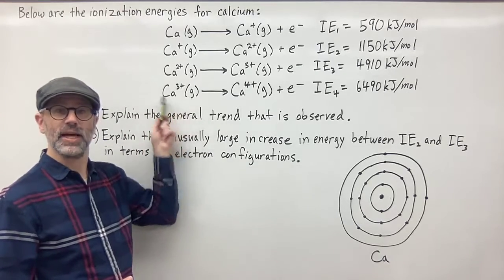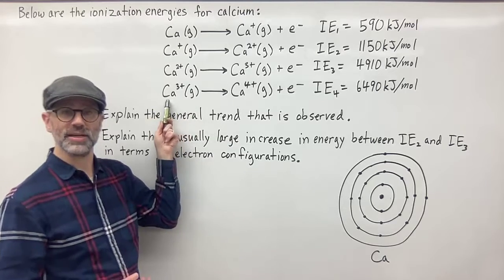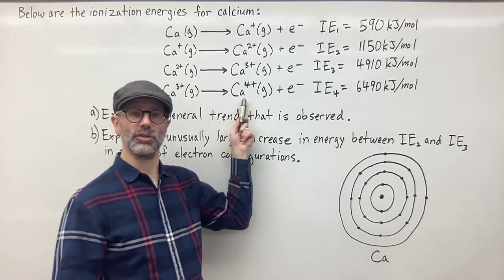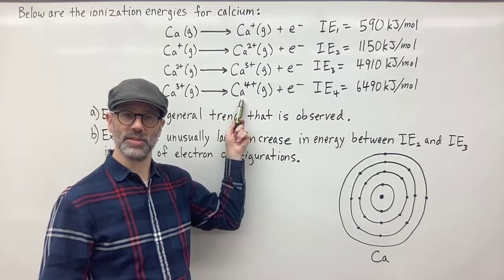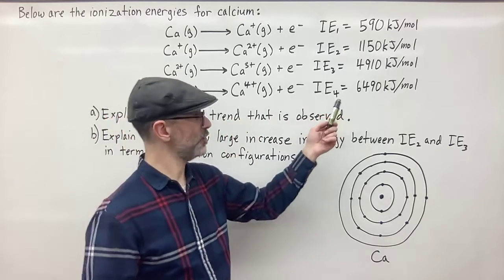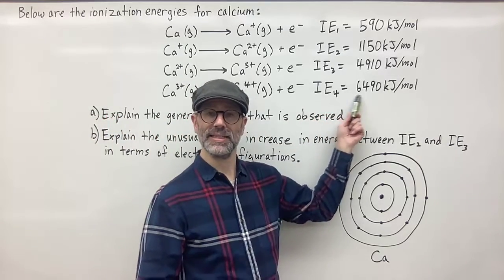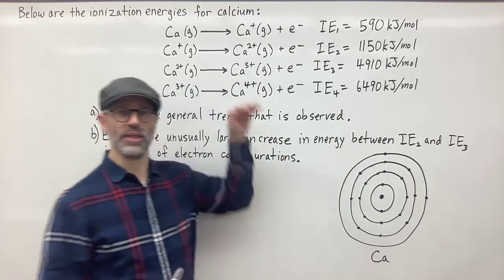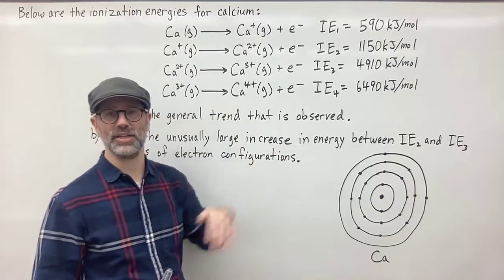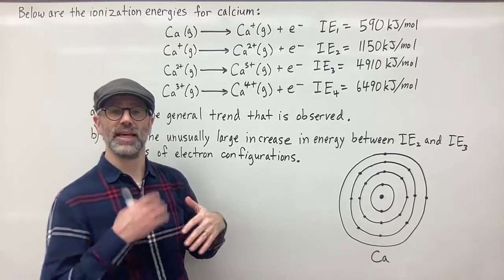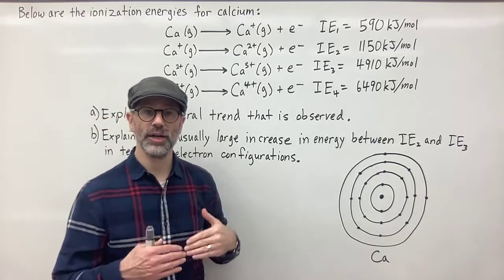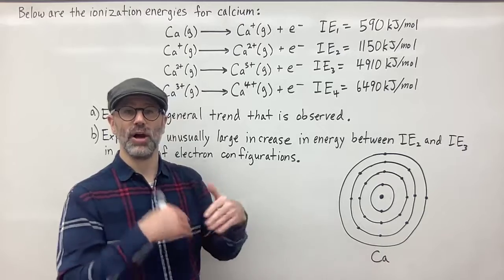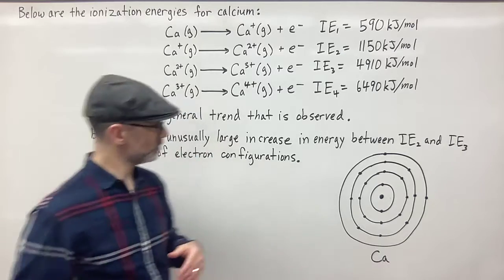So we're going to take the calcium 3 plus ion, remove another electron to form the 4 plus ion, and the energy required to do that is 6,490 kilojoules per mole. So these are successive ionization energies, meaning the energy that is required to remove each electron one after another.